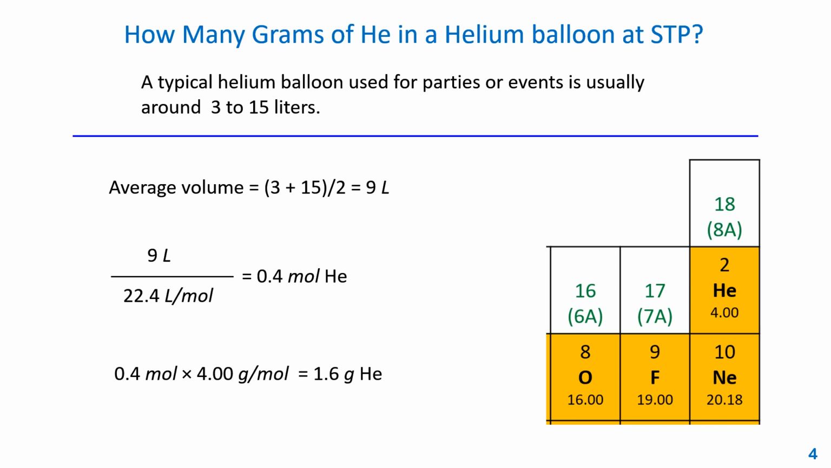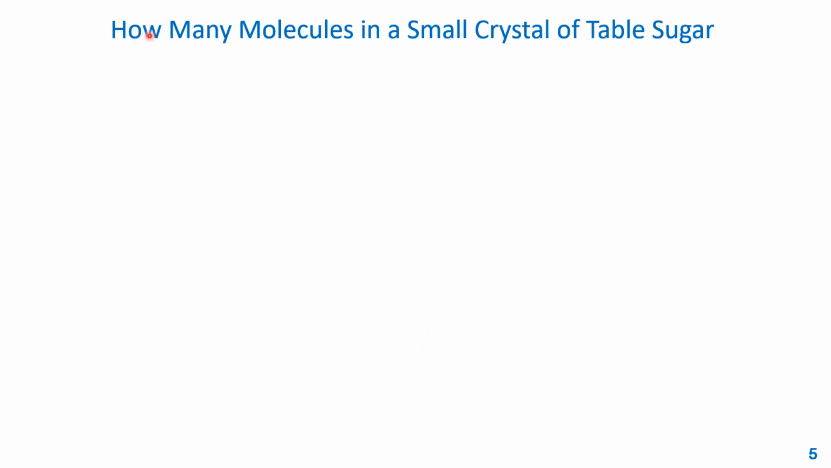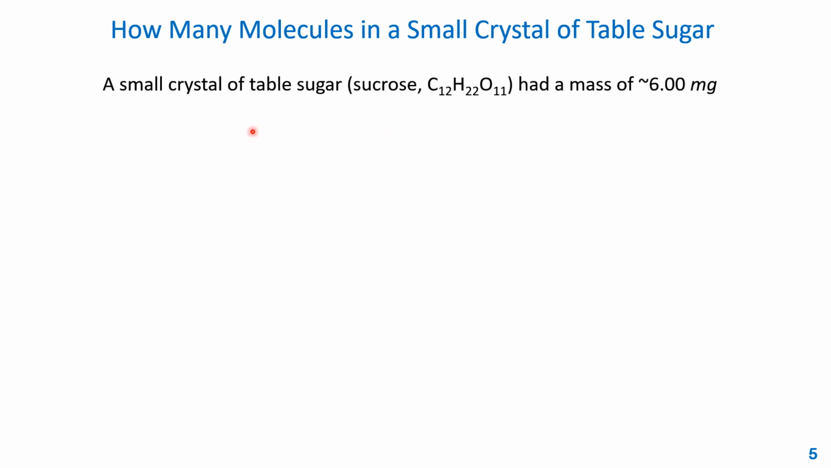Okay. One more example here is how many molecules are in a small crystal of table sugar. Okay, so we need some more information. Let's find out. Okay, this is the information we need. What's the mass of a small crystal of table sugar? So table sugar is called sucrose, and the formula is here: 12 carbon, 22 hydrogen, and 11 oxygen. And a small crystal of table sugar has a mass of around 6 milligrams. Okay, so that's enough information.